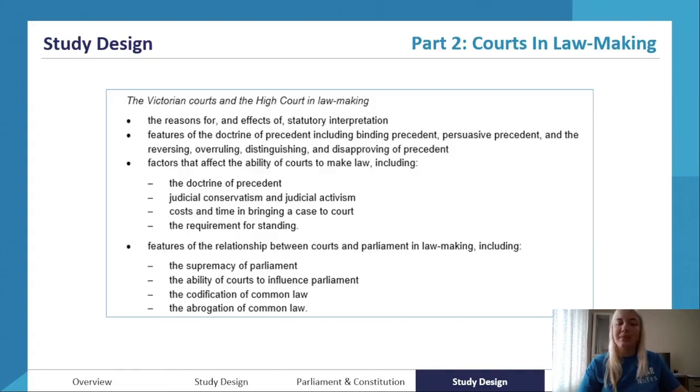Okay, so now we'll move on to part 2, which is referring to the courts in lawmaking, the Victorian courts and the High Court in lawmaking.